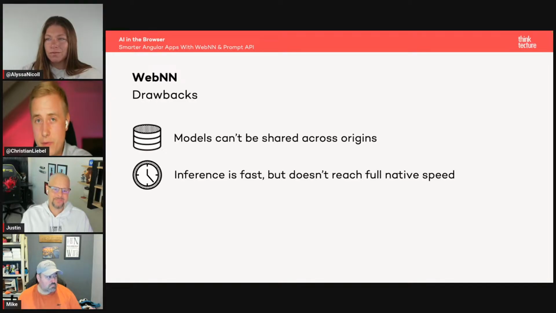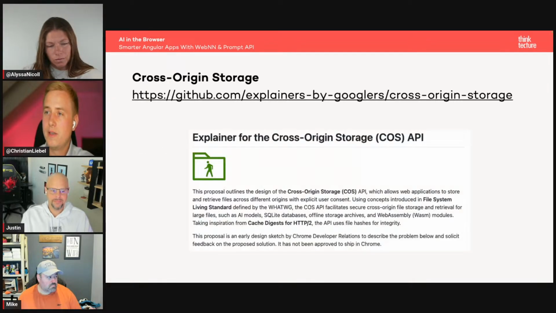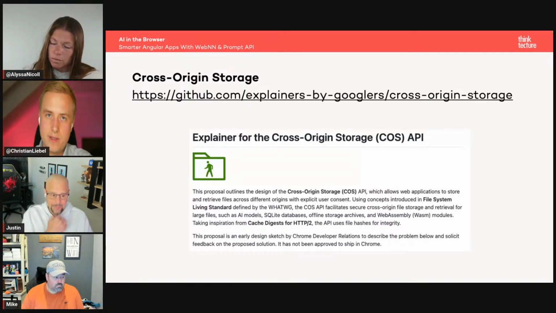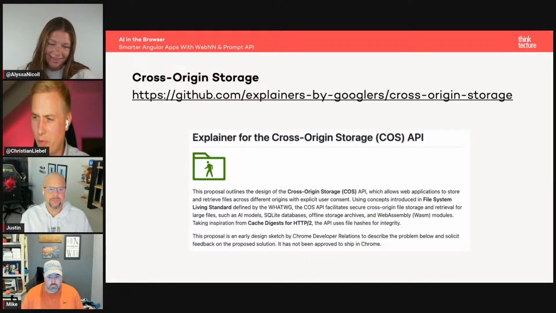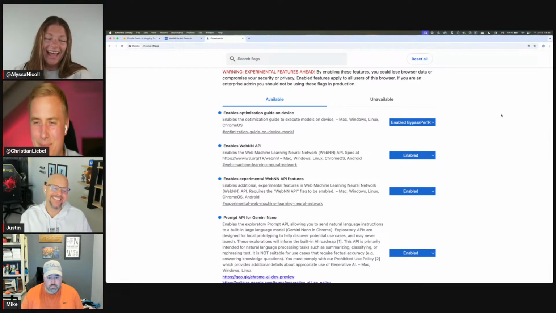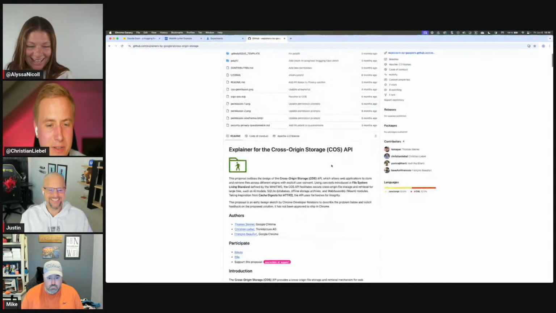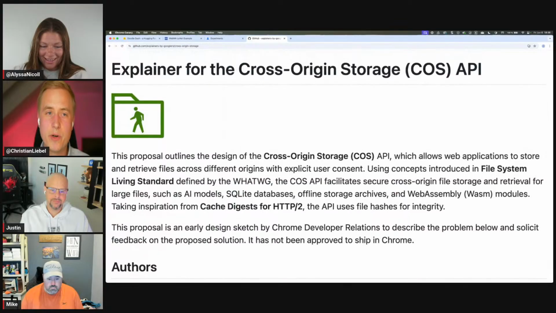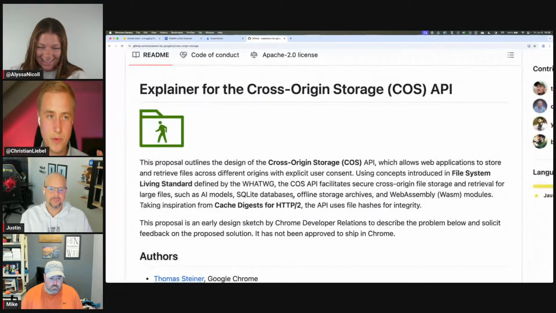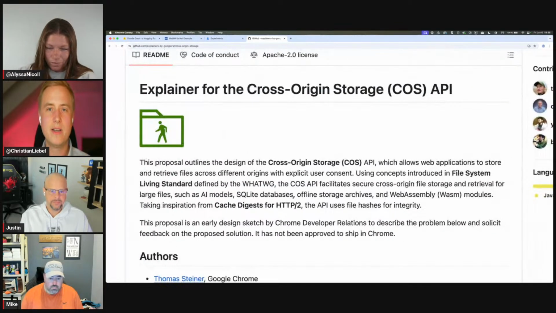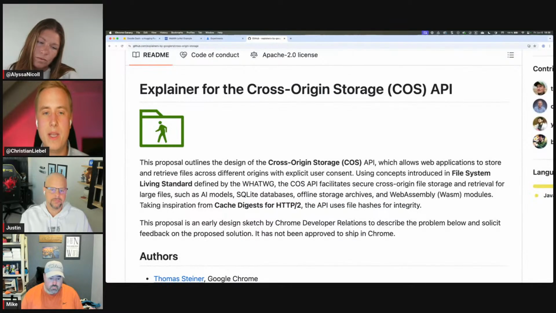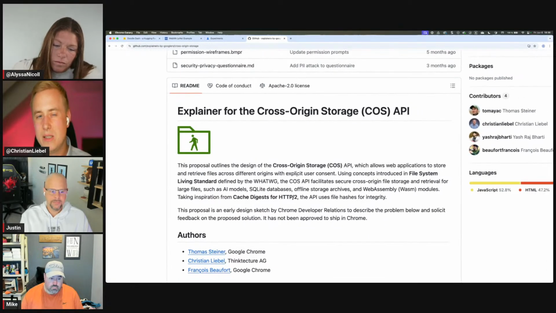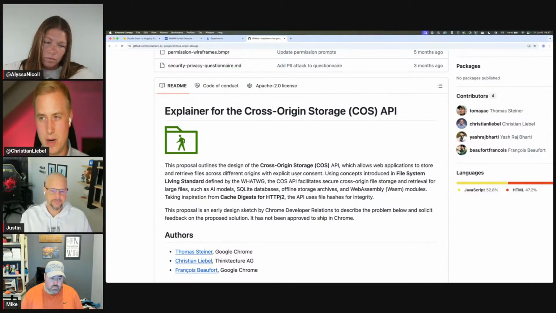And so basically to solve the first point, Thomas Steiner by Google, and also Francois Beaufort. Let me just open the explainer so that I'm not telling something wrong or mispronouncing it. Yeah, Francois Beaufort from Google Chrome, and we came up with this API, which is just a basis for discussion. So there's no implementation commitment. This may not be a final API, but we thought, could we solve this storage problem?